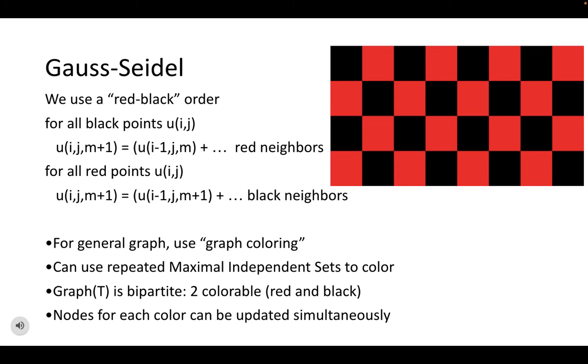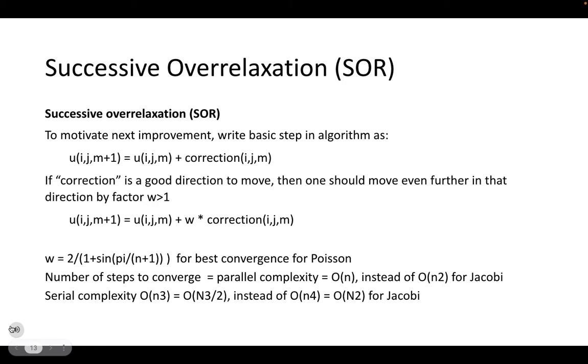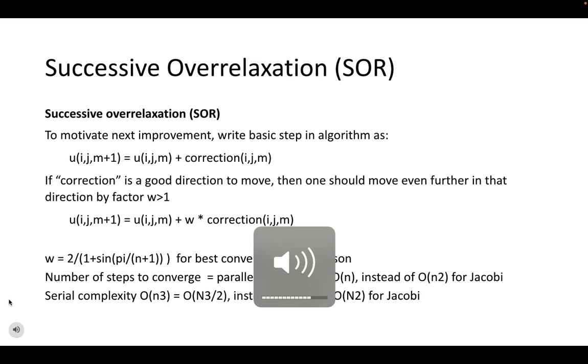Then, we can update red nodes with the updated black nodes surrounding them. For the ideal model, this algorithm works fine, but for more complicated situations, we need more colors to make sure the neighbors of each color are different. So for the red-black model, the speed is twice as much as Jacobi, but there's twice as much parallelism.